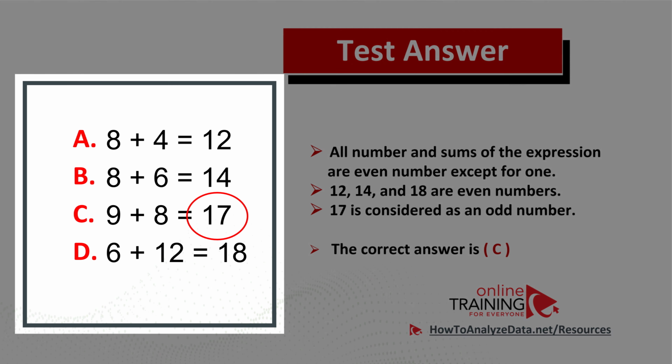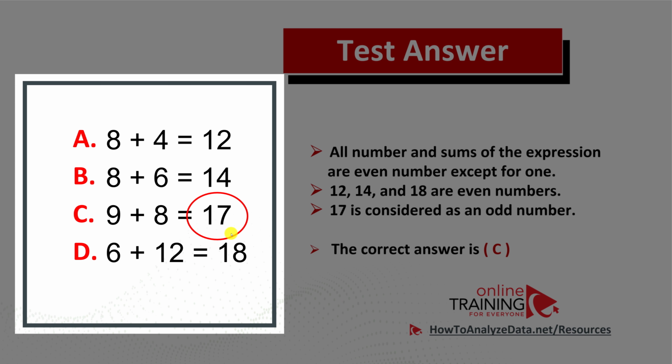What's interesting about this question is the fact that we're dealing here with odd versus even numbers. You see that expression A has all the even numbers, 8 and 4 equals 12. Expression B is the same thing. 8 plus 6 is 14, all even numbers. Same with expression D. 6 plus 12 equals 18. So the expression C has two odd numbers, 9 and 17.